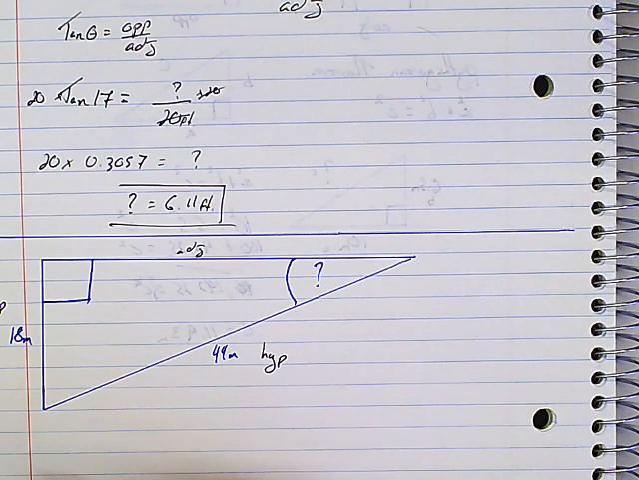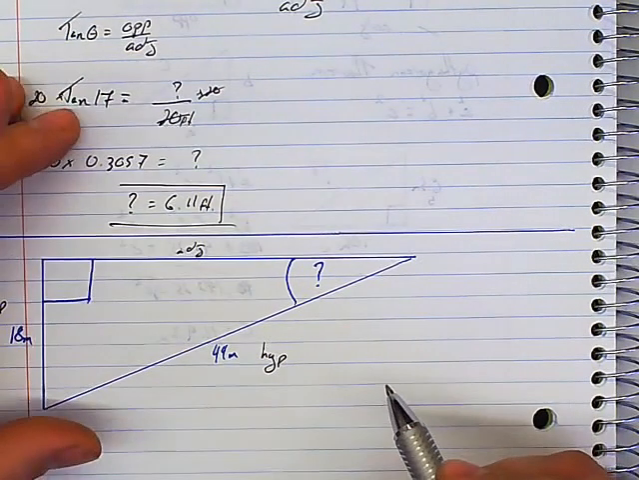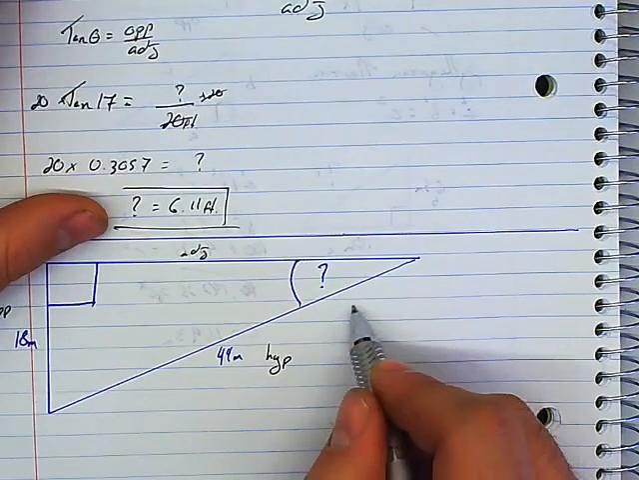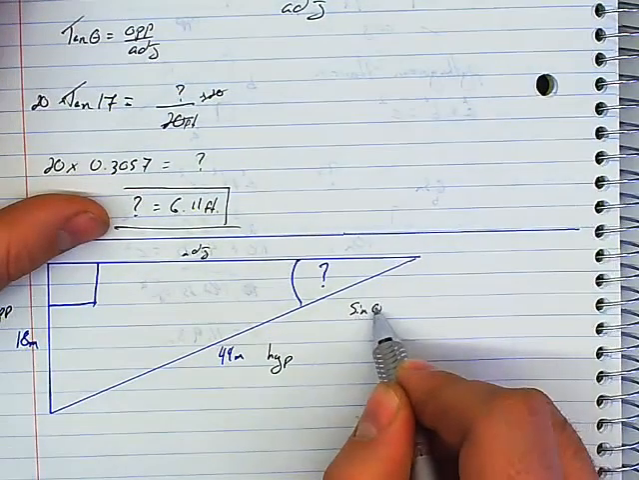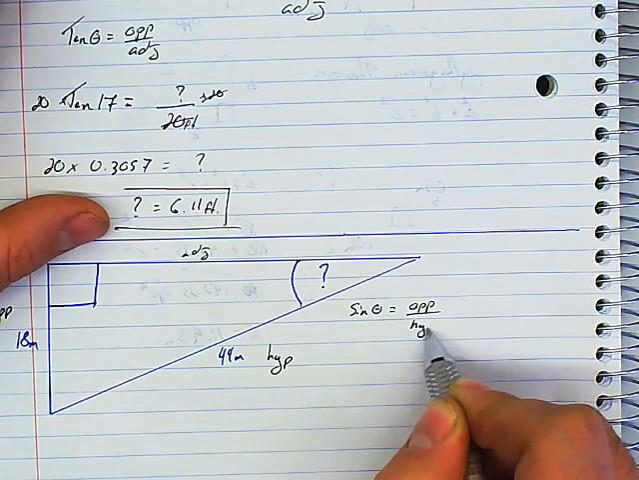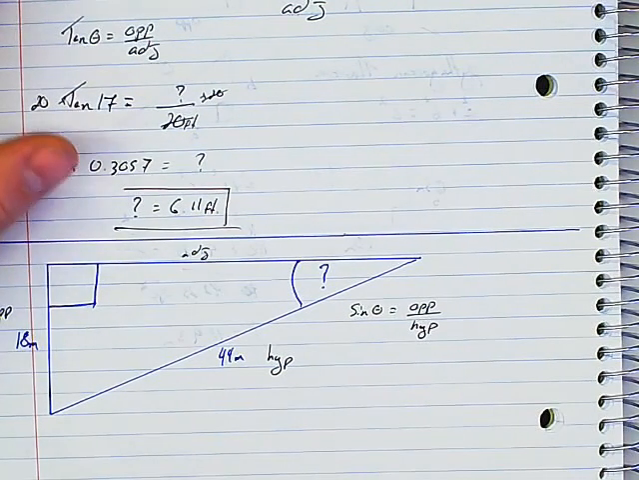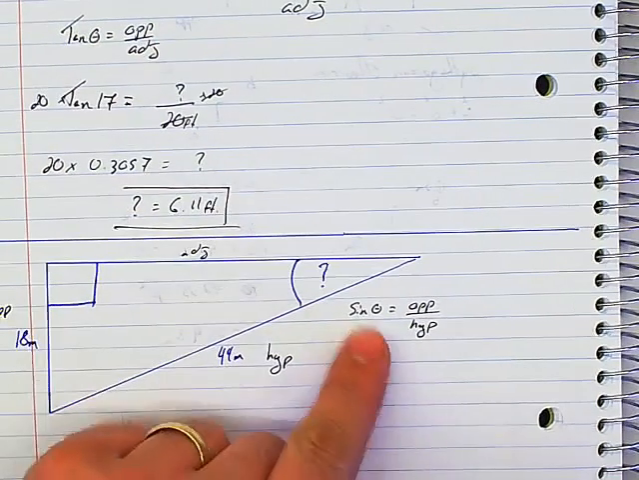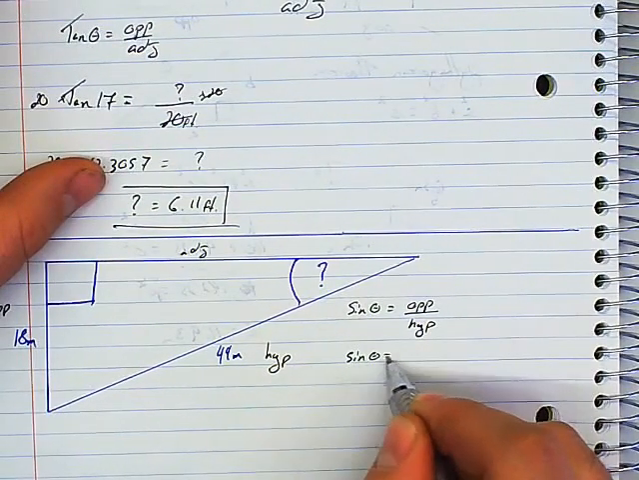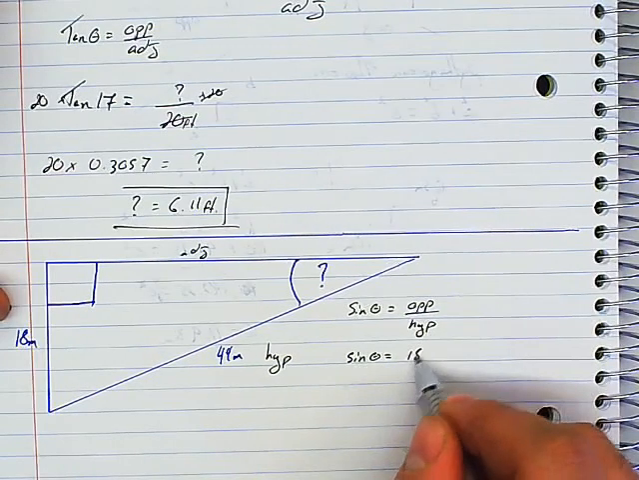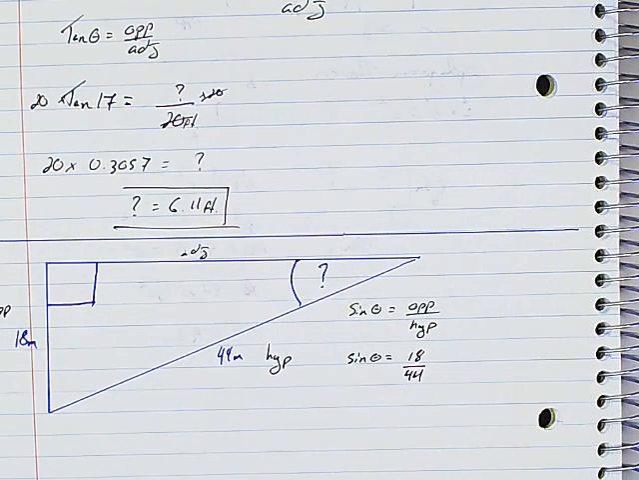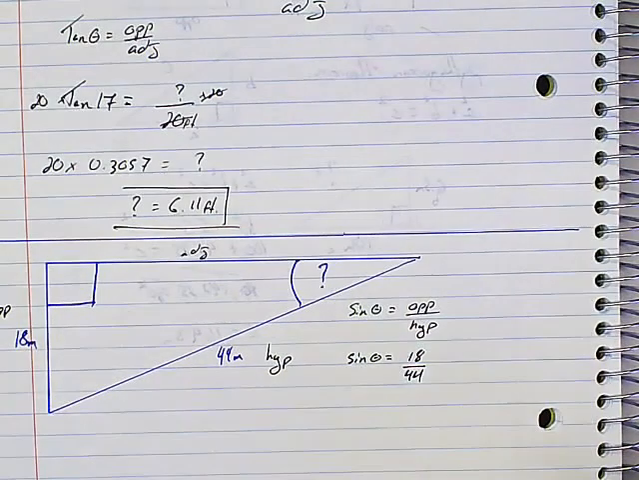Which formula uses opposite and hypotenuse? So, sine, right? Sine theta equals our opposite divided by the hypotenuse. We start filling it in. We still don't know our theta, so it's simply going to be sine theta equals our opposite, which is 18, divided by 44.